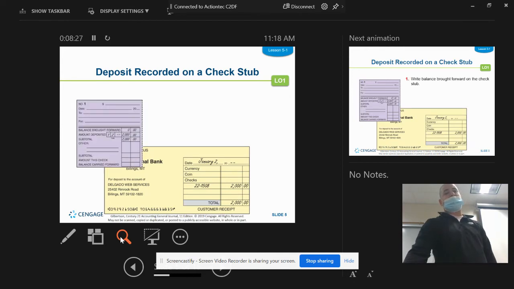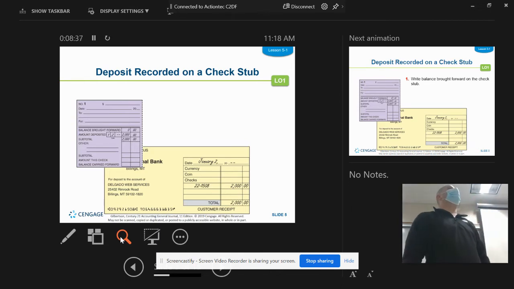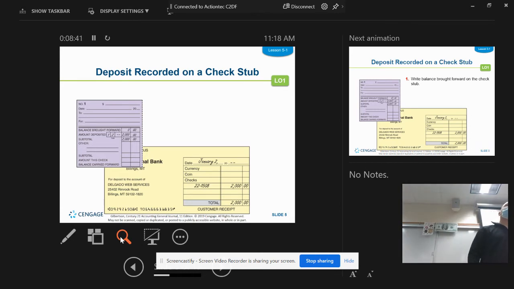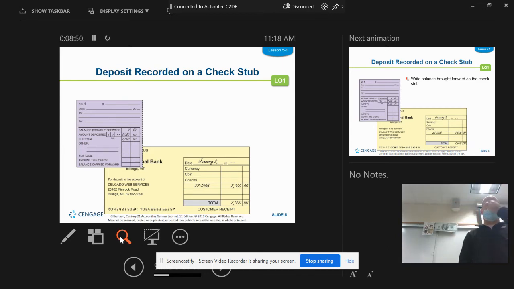All right, so on the check stub, you're going to actually record this transaction. So this is a little bit different than your personal checking account. In our personal checking accounts, we have what's called our check register, and usually that's in the back of our checkbook. And we just simply write down all of our deposits and all of our withdrawals as they occur in chronological order.